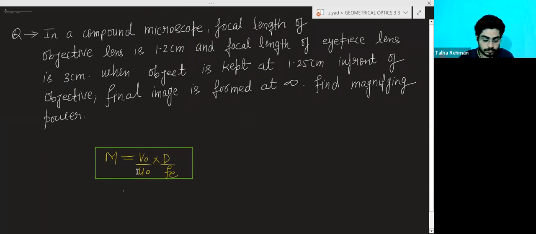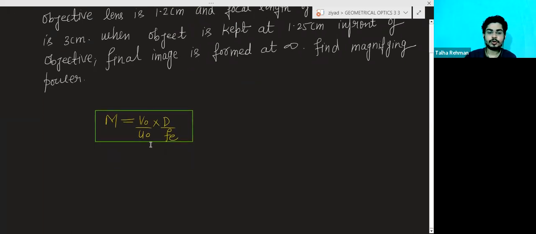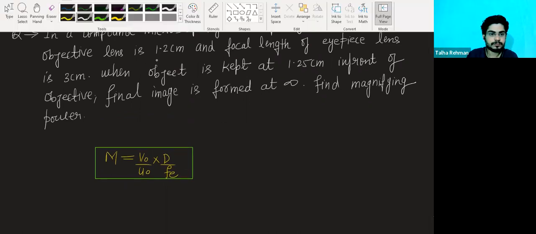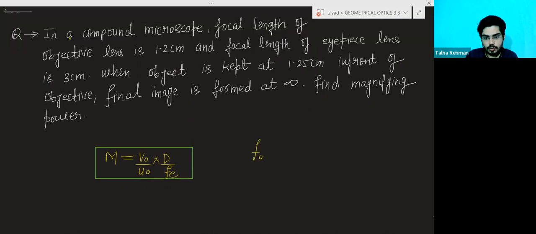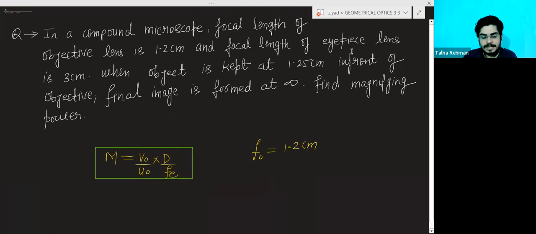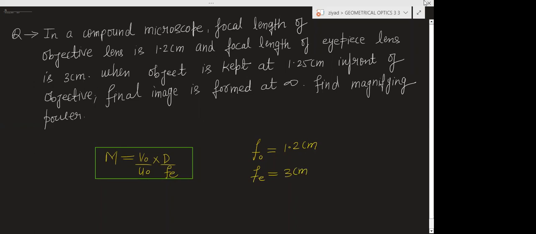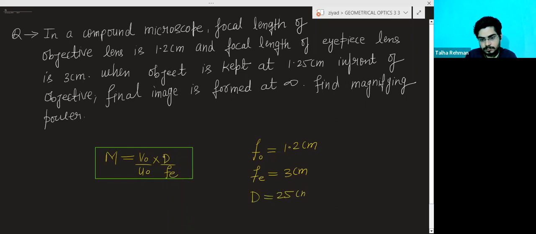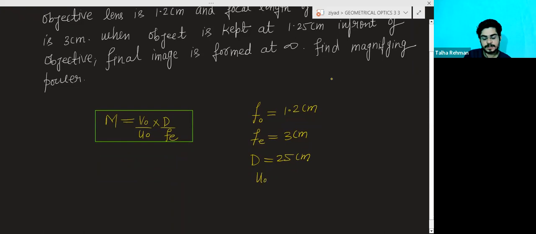Now, U naught we have in a compound microscope. See, now we will see what is the given data. Focal length of the objective lens is given. What is the value? 1.2 centimeter. And focal length of the eyepiece lens is 3 centimeter. Means FE is given. And D we know is 25 centimeter. And one more thing is given, object distance. U naught is given. Object distance with respect to the objective lens is given as 1.25 centimeter.